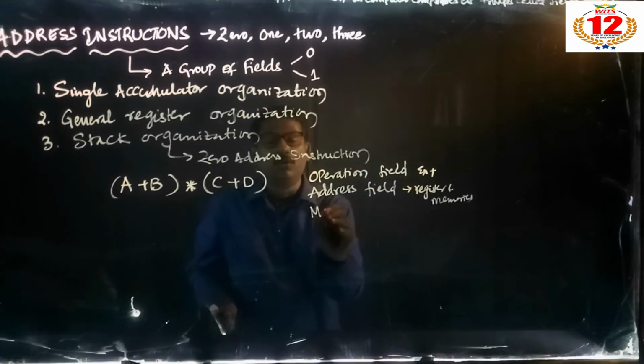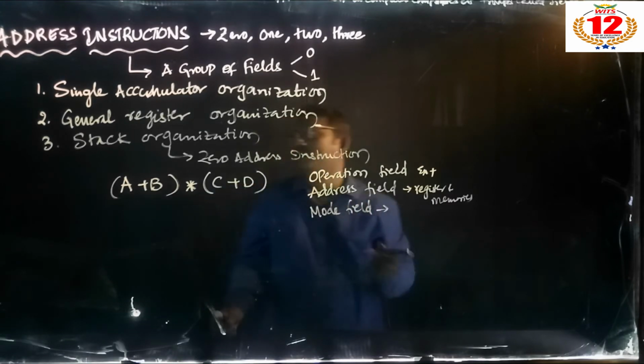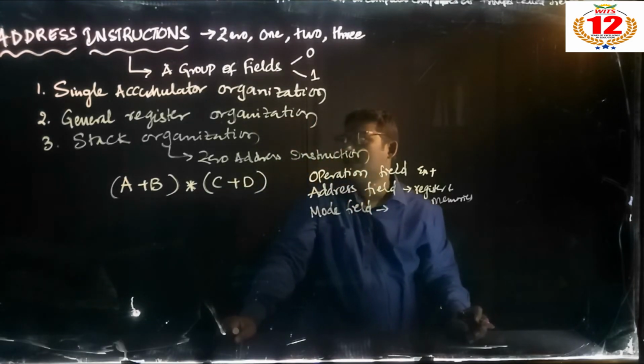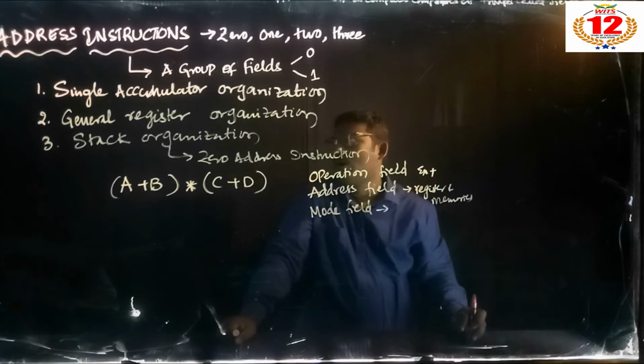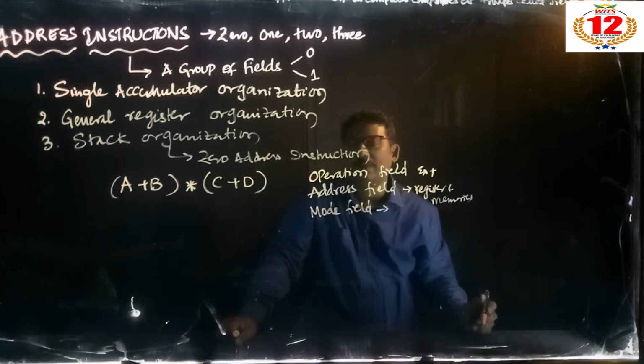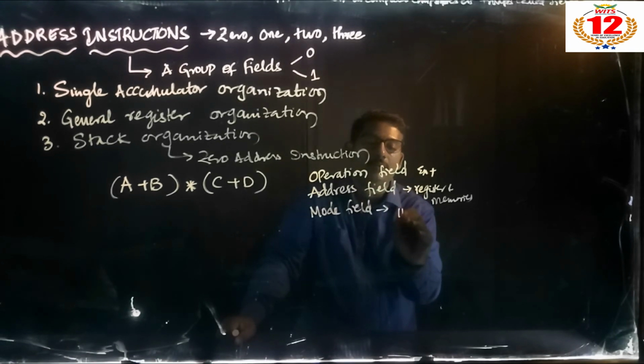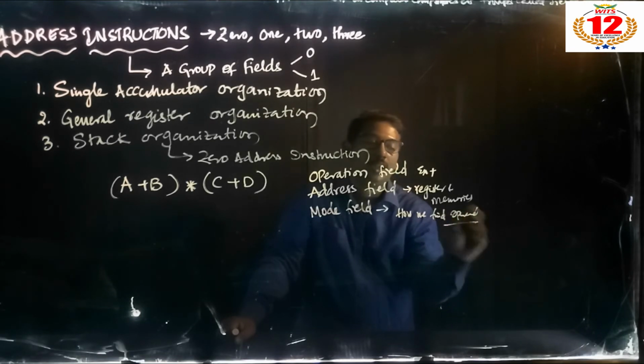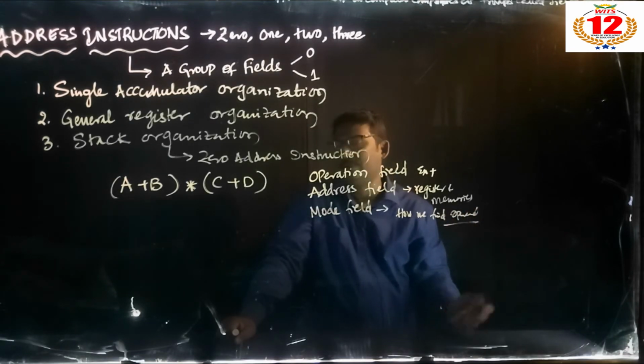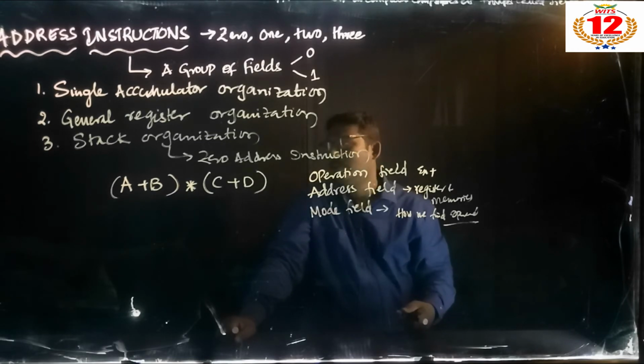Next comes the mode field. It is how the operand is found. That means where we are going to get the operand, how to get the operand, that means how to get the value.